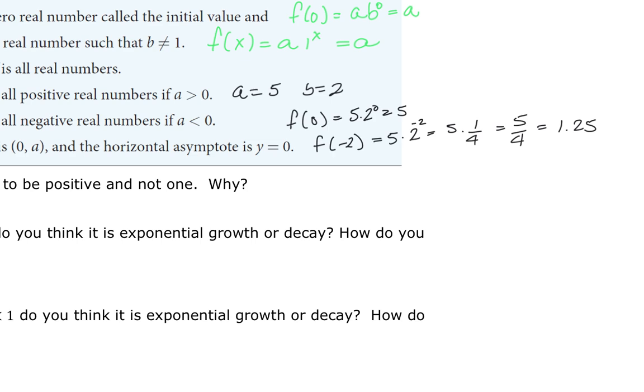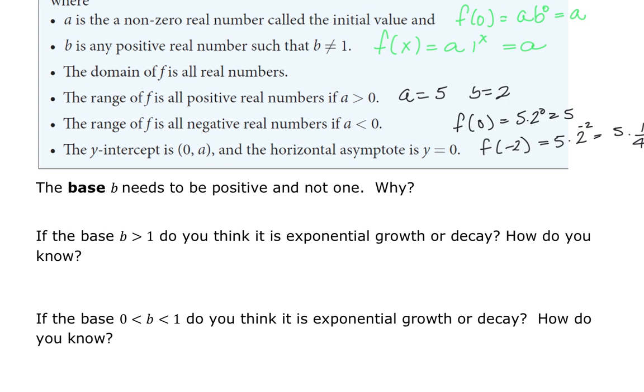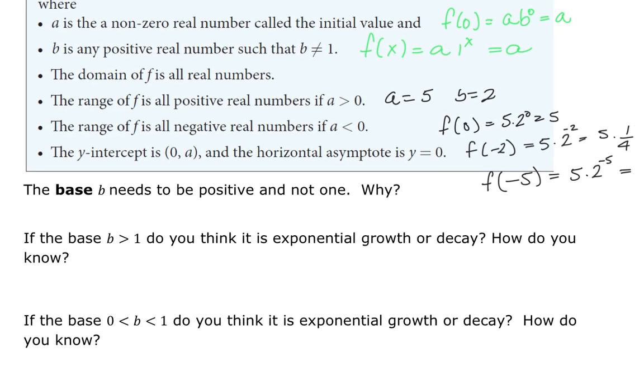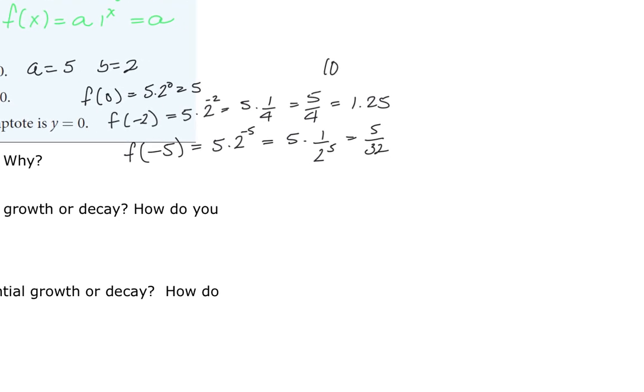So we are decreasing as we're going left. Even if I put in, say, f of negative 5, we're going to get 5 multiplied by 2 raised to the negative 5, which is the same thing as 5 multiplied by 1 over 2 to the 5th, which is 5 over 32, less than 1 but still greater than 0. So your range of this is still going to go from 0 to infinity. It's going to look something like this. It's going to cross at 0, 5, but it's going to just grow faster than when my a is 1.